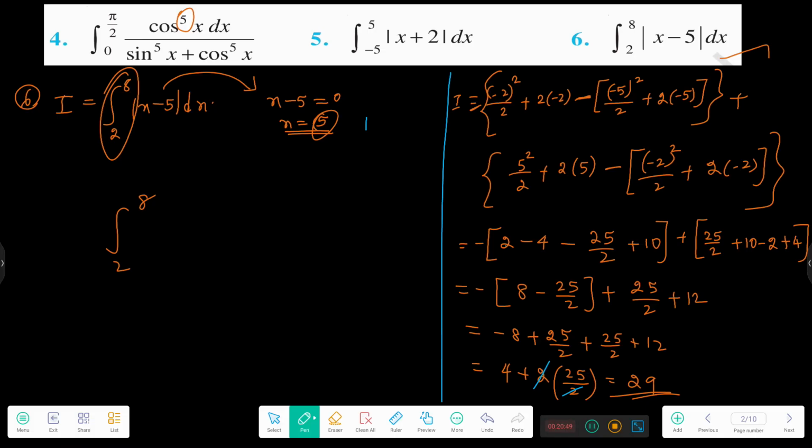Okay, suppose it lies between, then you have to split. So here we have 2 to 8, and in between we have 5.